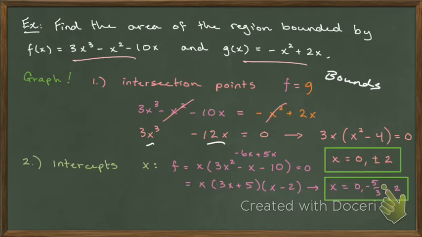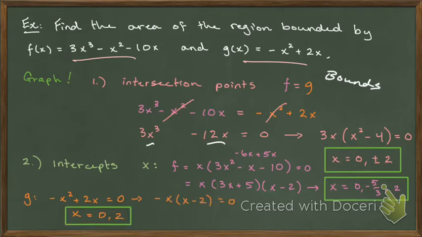And I can quickly do the same with g. Minus x squared plus 2x equals 0. This one's a bit easier, solving that quadratic equation: minus x times x minus 2. So 0 and 2, which also happen to be intersection points of the two curves. 0 and 2 are the two x values where g is going to cross the x-axis. So let's put all this information together into a picture.